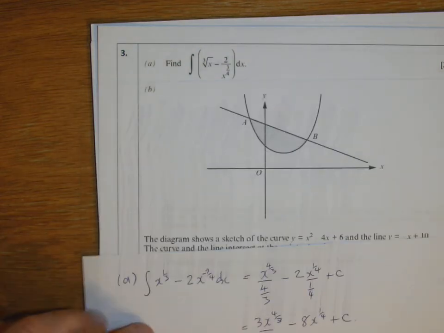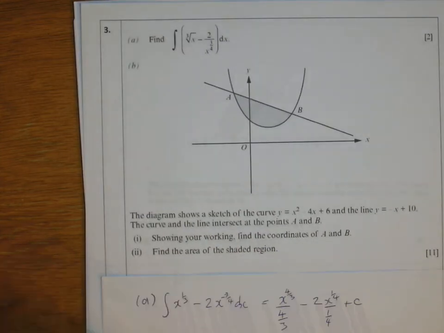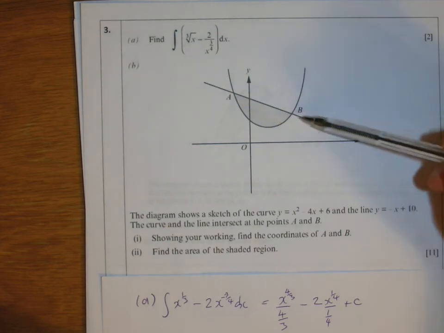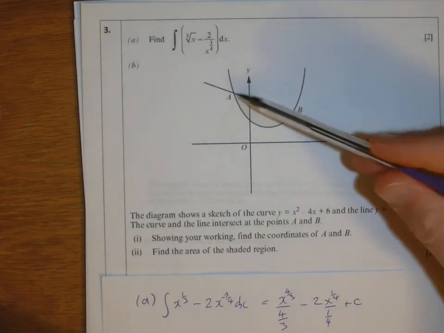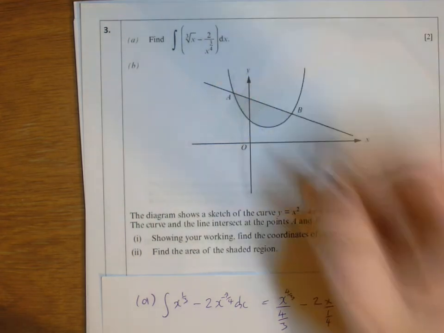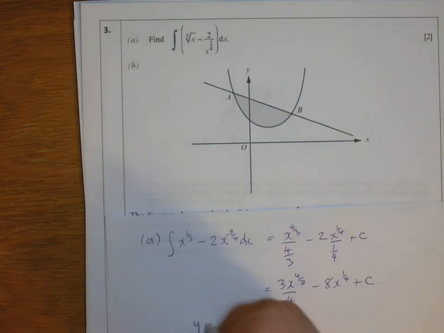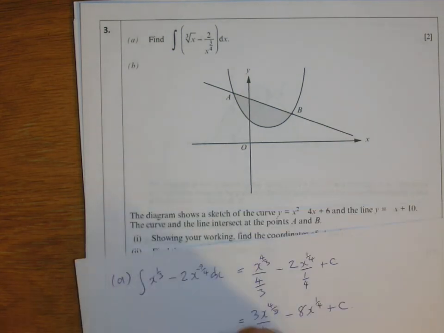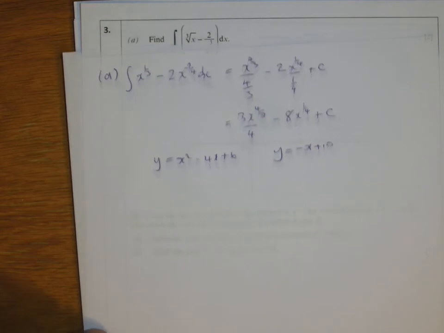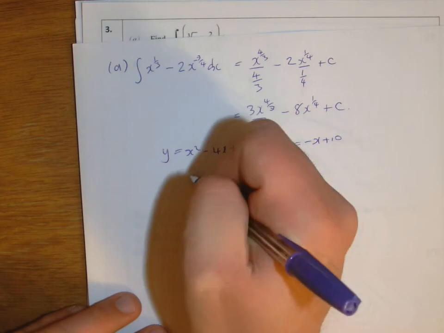Part B then, it says find the shaded region. But obviously part 1 before, it says find the coordinates of A and B. And remember, A and B is where the curve and the line intersect, so at A and B the y values will be the same, so we can put our y values equal. Our curve is y equals x squared minus 4x plus 6, and our line is y equals minus x plus 10. So essentially at A and B, we solve simultaneously, putting them equal to each other.